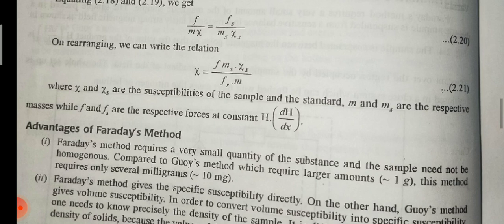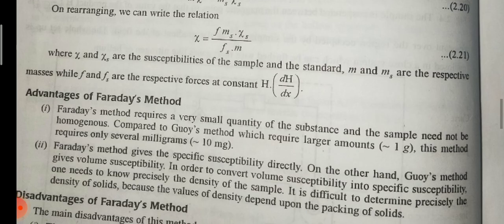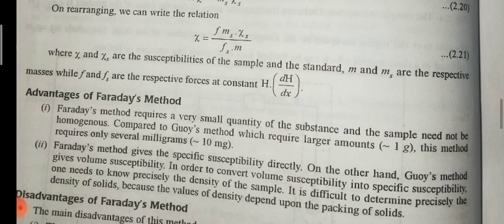Chi and chi s are the susceptibility of the sample and standard. M and ms are the respective masses, while F and Fs are the respective forces at constant H into dH upon dx. Advantages of Faraday's method.